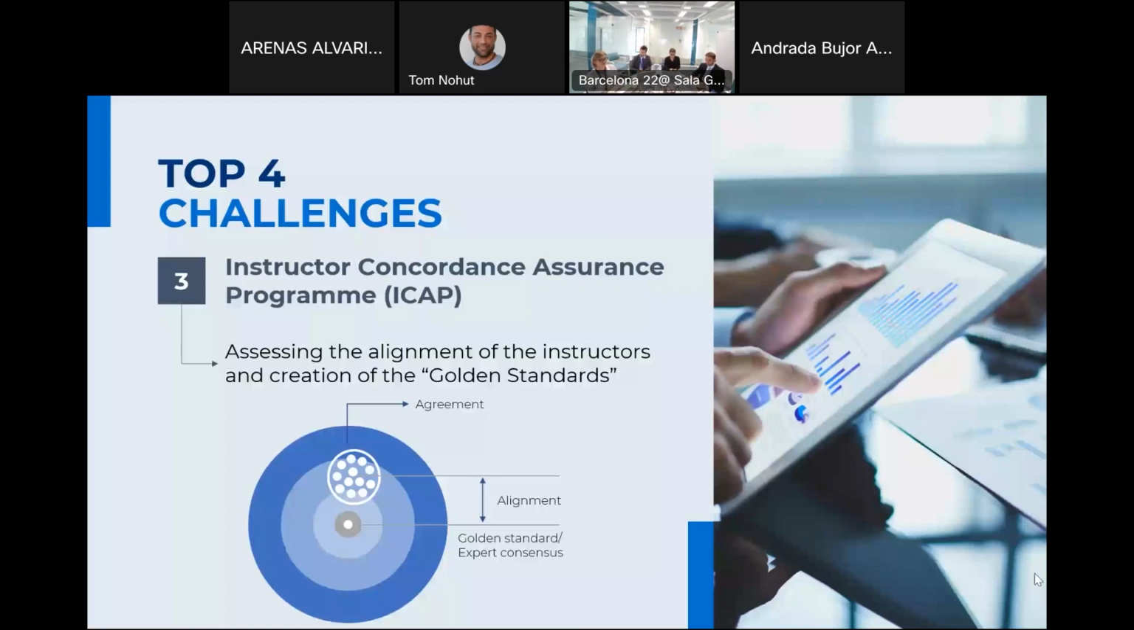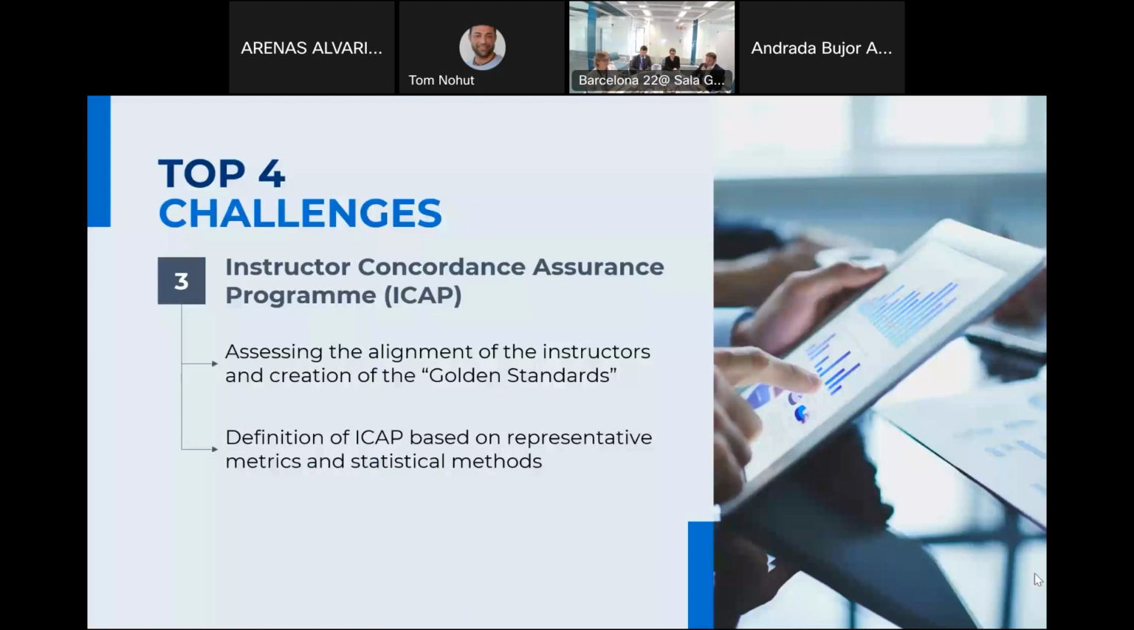So once the golden standard and the reference are defined, the program, the ICAP itself, should ensure that instructors are aligned and agree among themselves with regard to the assessment. And here, this is the most challenging part because of three main aspects. The first one is that additional guidance is needed in terms of a framework with the metrics: what should be evaluated, which statistical methods could be used, such as not an average but the distribution of the grades, and root cause analysis to understand exactly what is behind those figures.